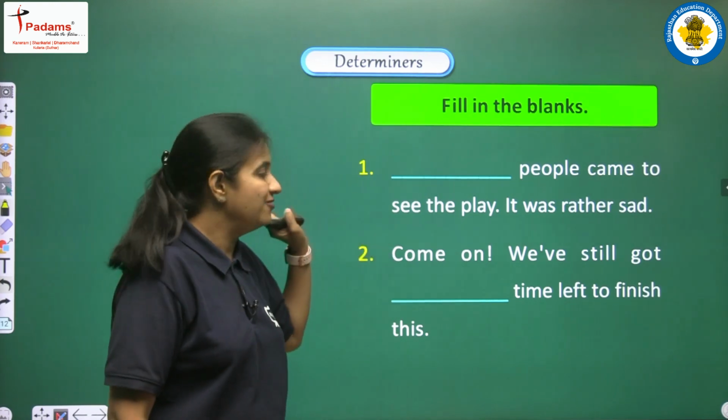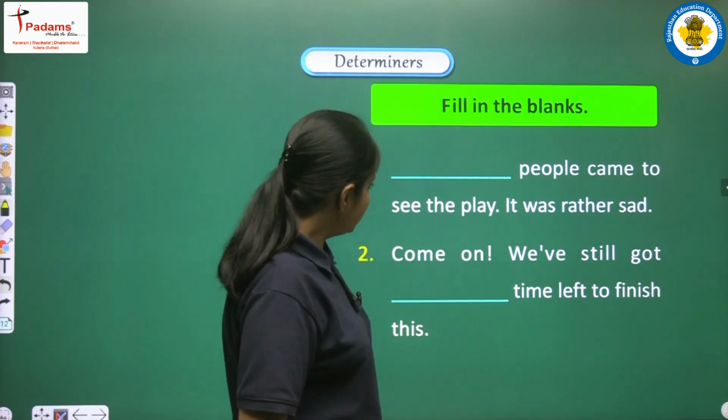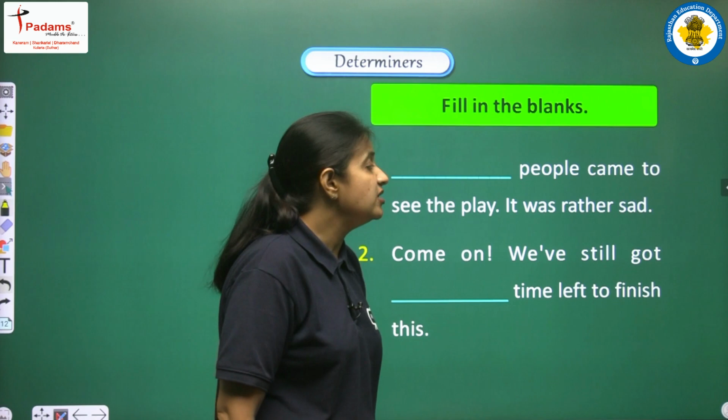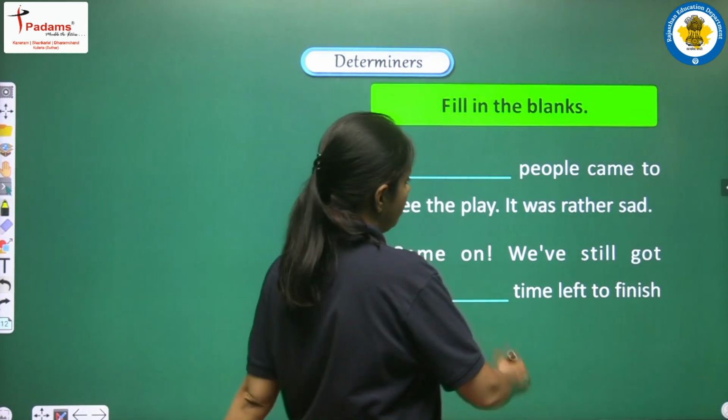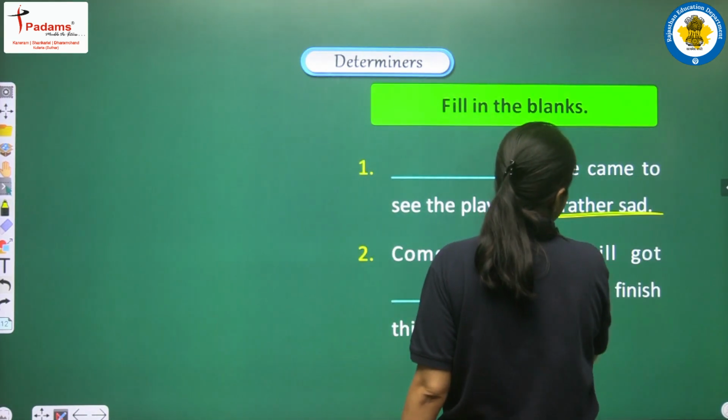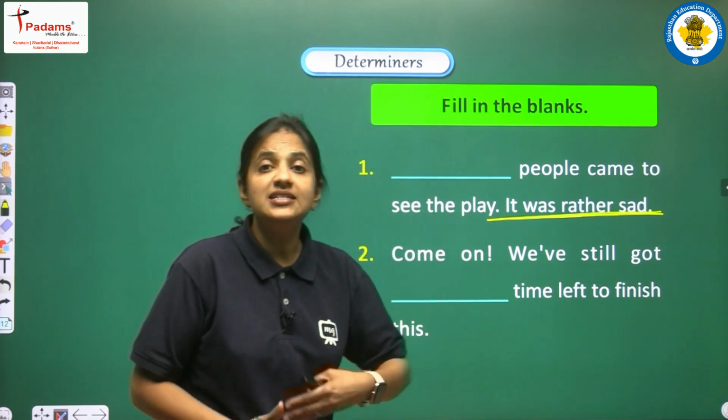Right? Let's start with the first sentence. People came to see the play. It was rather sad. So here we are saying that it was rather sad. So why are we sad?